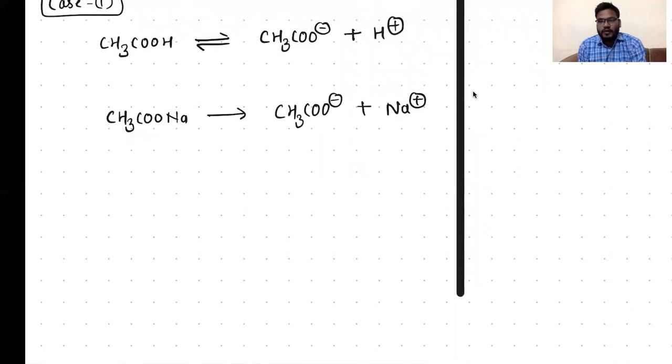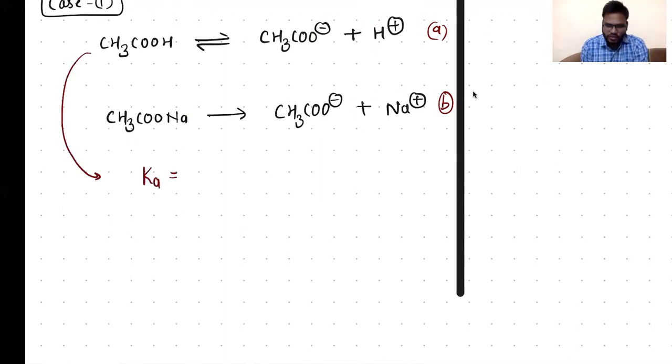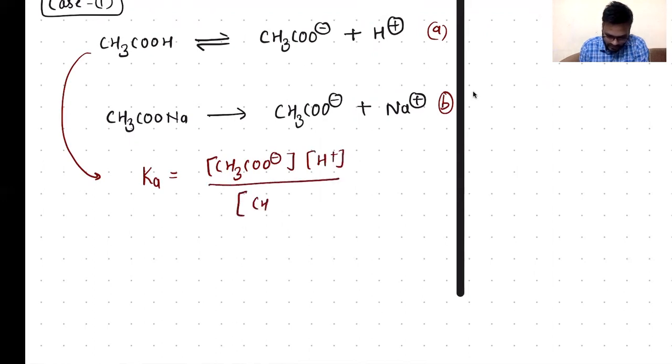we can apply the equilibrium condition on equation 1. Equation 1 means equation A. There is no equilibrium in case of B. If we apply the equilibrium condition, that is, Ka of CH3COOH can be written as acetate ion, hydronium ion upon CH3COOH.